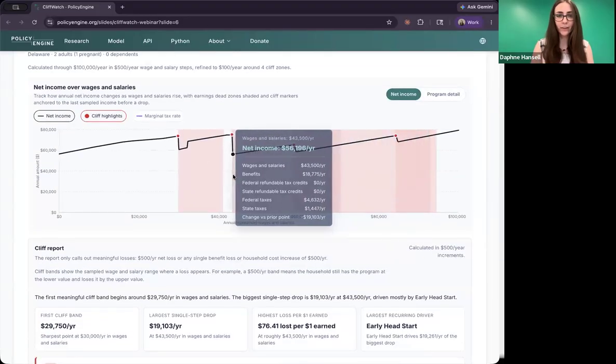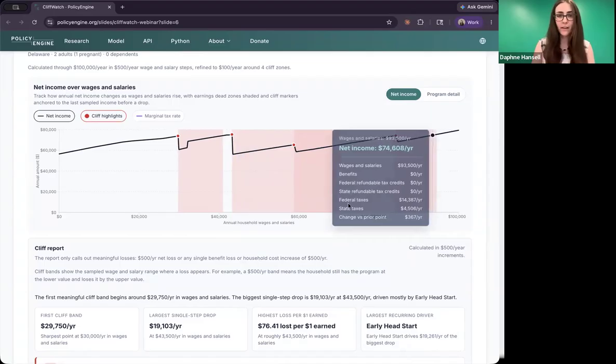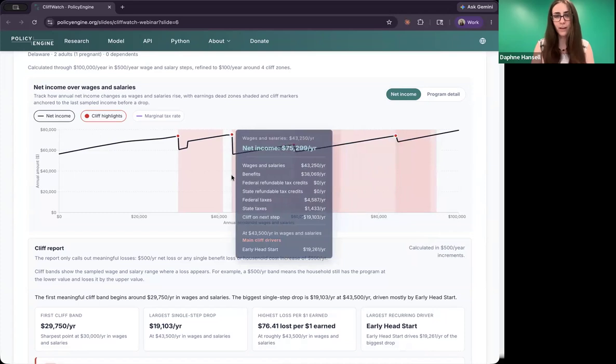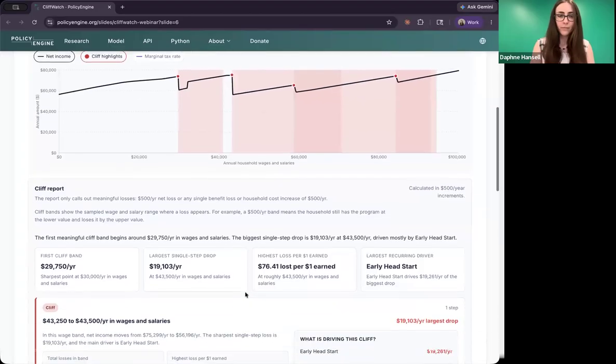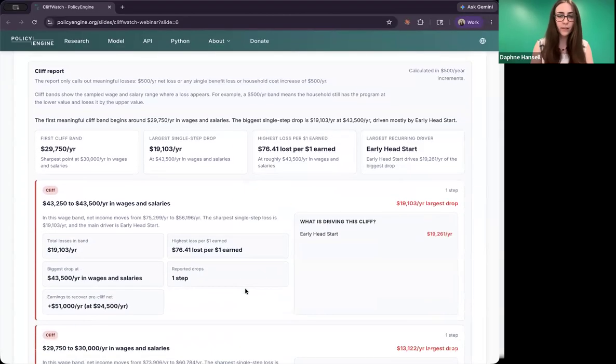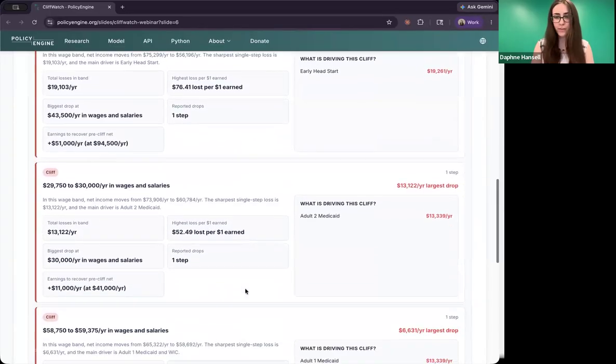But if we look at this one giant continuous cliff, it takes until market income rises over $20,000 to regain the income they started at before this cliff, at a market income of $43,000 a year. And so the largest drops are Head Start, and then Medicaid is also a large driver of this as well.